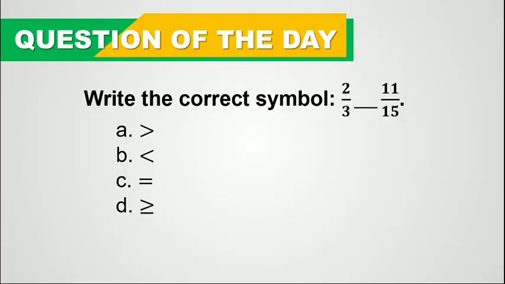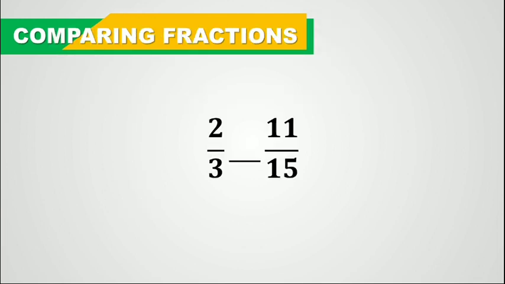To answer this particular question correctly, all you need to do is use cross multiplication. In comparing fractions, we multiply this denominator by the numerator. So 15 times 2, that's 30. And then this denominator by this numerator. So 3 times 11 is 33.